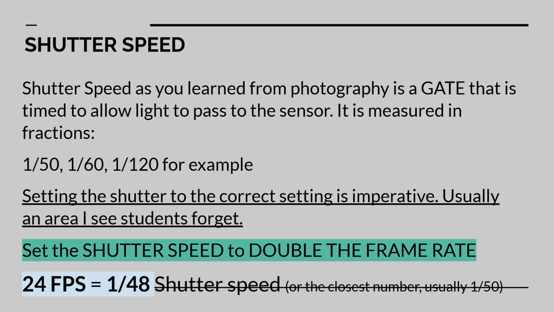You'll see it measured in fractions like 1/50, 1/60, 1/120. It's really important that you make sure that the shutter is set correctly, but it's an easy rule. And once you set it, you forget it. So to get the shutter speed, you double the frame rate. If we're shooting in 24 frames per second, we're shooting at 1 over 48. It's basically double the frame rate. And that's really all you have to know.